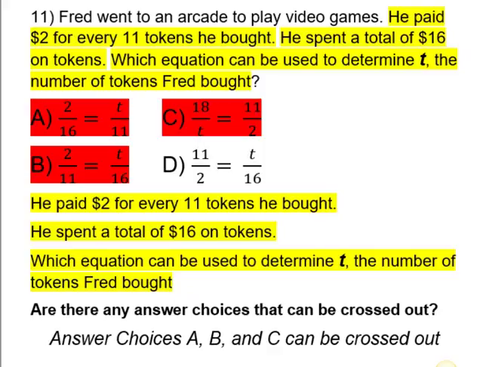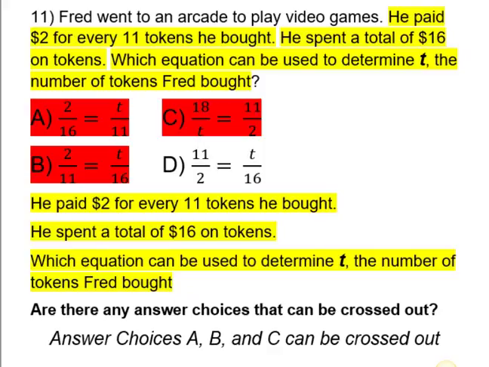However, I'm sorry, 2 over 11 and then T over 16 is incorrect because we need to match the dollar amounts together. They need to either both be in the numerator or the denominator. Since 2 is $2 and 16 is a dollar amount as well, for B, 16 should have been in the numerator and it is not. So that is incorrect. For C, 18 was never presented in our equation or in our word problem, so that's incorrect.